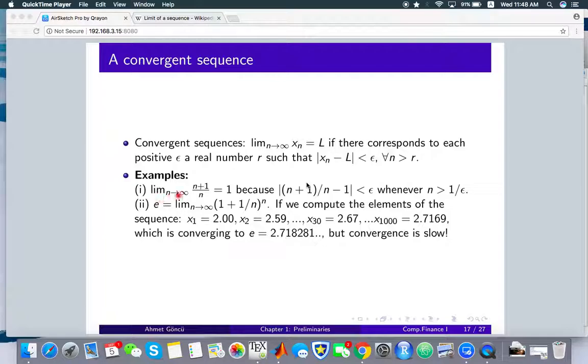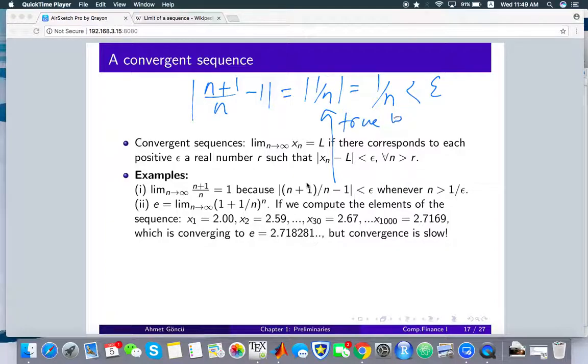You can think about some examples. Let's say the first example: the limit as n goes to infinity of (n plus 1) over n is equal to 1. You can think about this term here: (n plus 1) over n minus 1, but this is the same thing as the absolute value of 1 over n, which is actually 1 over n. And remember that we want to bound this by epsilon, but this is going to be true whenever we have n greater than 1 over epsilon.